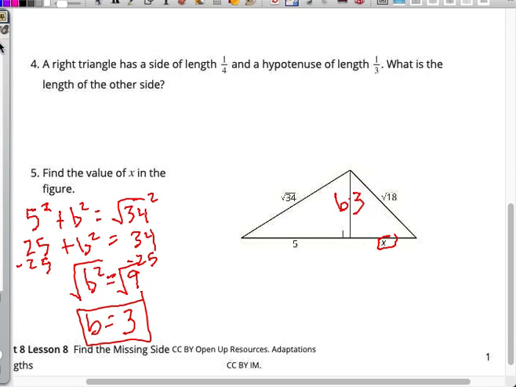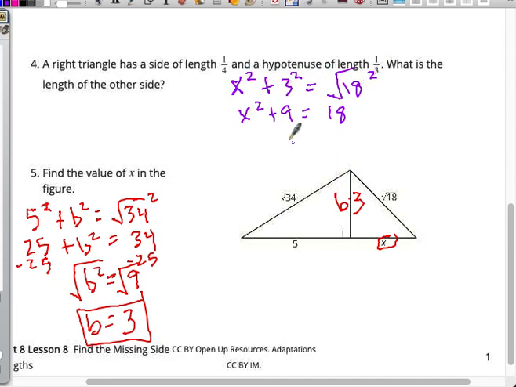Now I need to do this. It's the exact same steps, just using a little different numbers. So instead of having square root of 34 and 5, I've got 3 and the square root of 18. So I would do x squared plus 3 squared equals square root of 18 squared. So that would be x squared plus 9 equals 18. Why is 18 squared? Because that's the formula, a squared plus b squared equals c squared. So we have to square it for the formula to work.